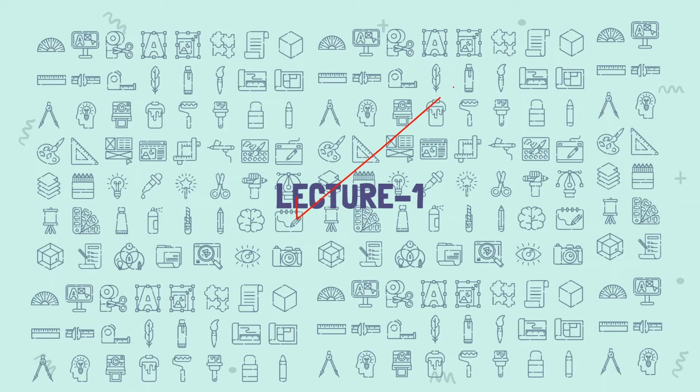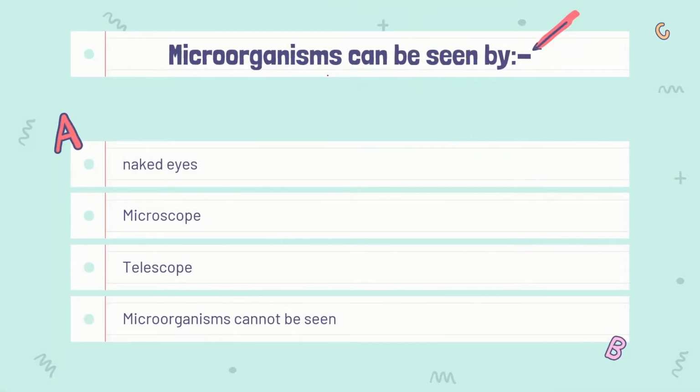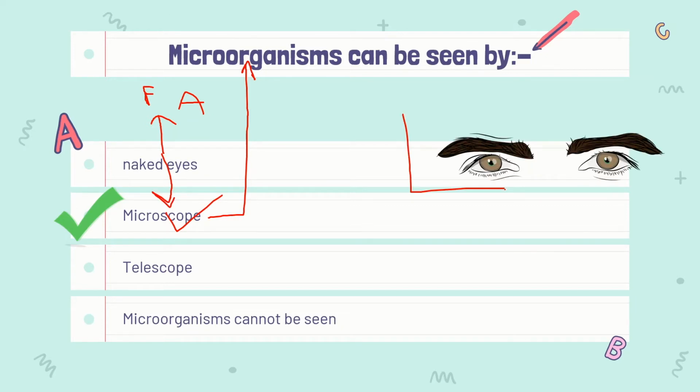So Lecture 1. Microorganisms can be seen by its microscope. Most of the microorganisms can be seen with the help of a microscope, but some microorganisms such as fungi and algae can be seen with the help of a magnifying glass. Naked eyes is not the answer. Naked eyes is simply eyes without using anything, without using microscopes or magnifying glass, just eyes.